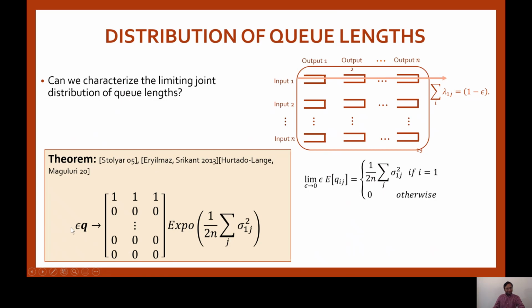So the theorem is that epsilon q, which is an n squared dimensional random vector, converges in distribution as epsilon goes to 0 to an n squared dimensional random vector, which is essentially this. All these components are 0. These components are all equal, which means they're coupled random variables, and the marginal is exponential. So essentially each of these queue lengths converges to an exponential random variable with the right mean, with this mean, and all the queue lengths are equal. They're not independent, they're the opposite of independent, they're coupled, they're all equal. If I tell you that this queue length is like 256, then this queue length is also very, very close to it.